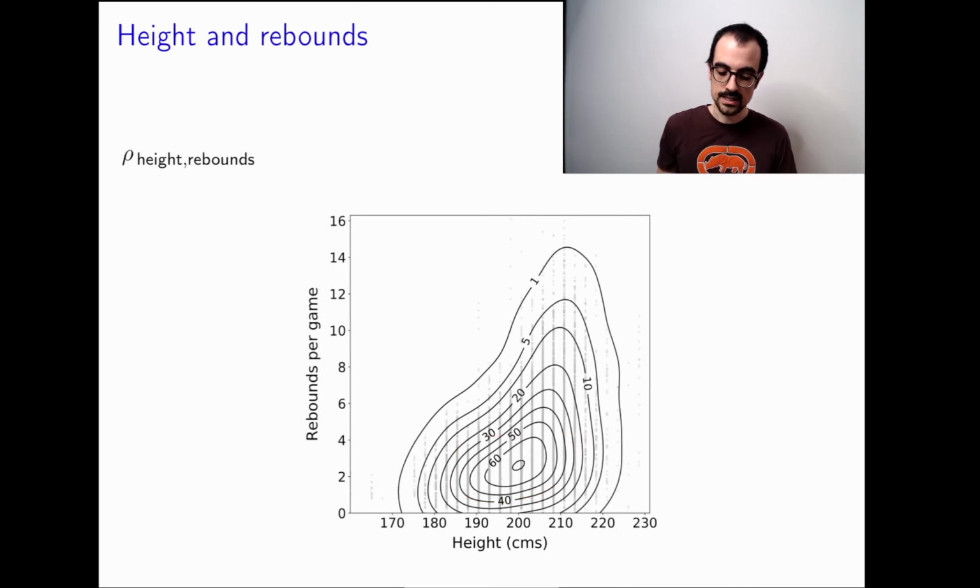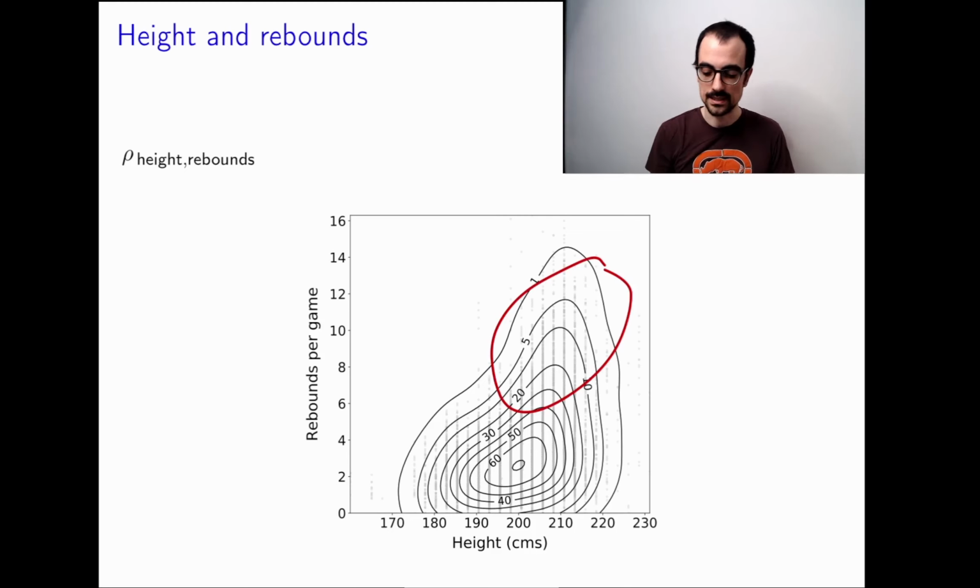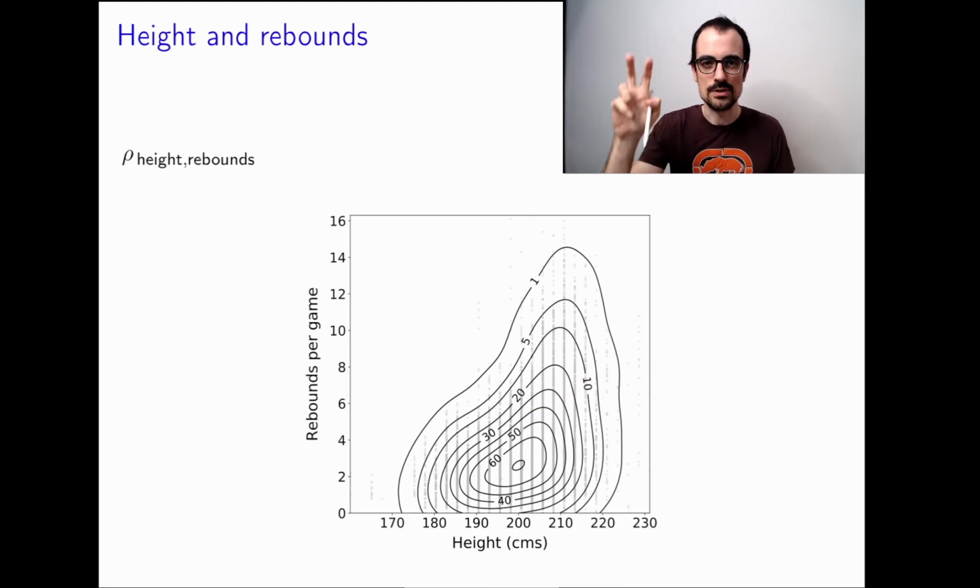But anyway, this is the density, and it does seem indeed that it's increasing, like the number of rebounds increases with height, which, by the way, if you've never played basketball, this actually makes a lot of sense, because the players that are usually responsible for grabbing rebounds are the taller players, the centers or the power forwards.